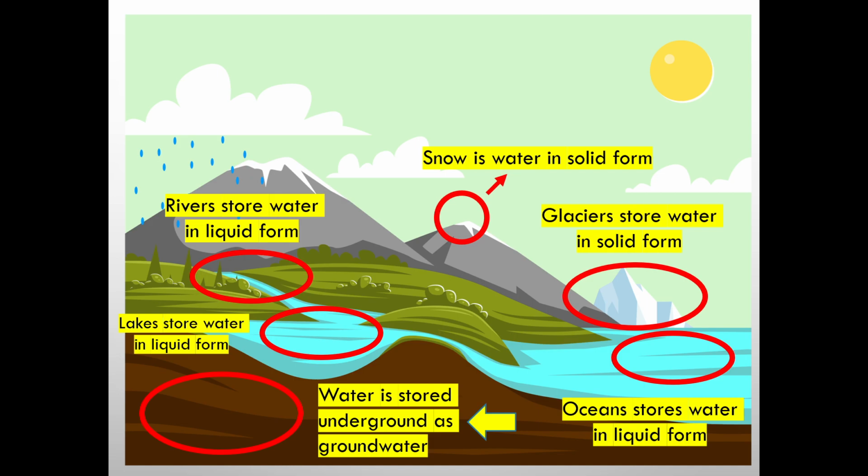All right. So all of you should have made this annotation already. Water is stored underground as groundwater. For those of you who have already done it, excellent job. For those of you who have not, please make sure that you do this annotation right here. So circle the ground, and then write: water is stored underground as groundwater.